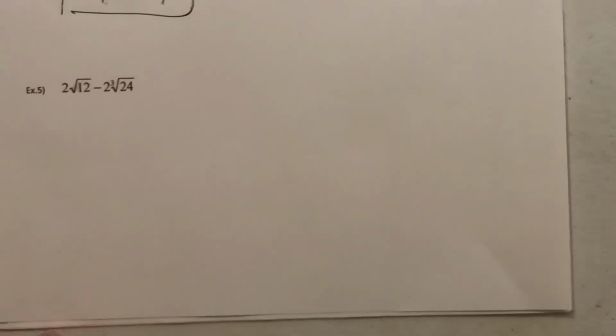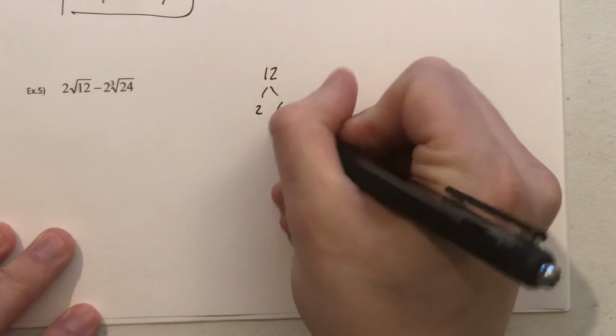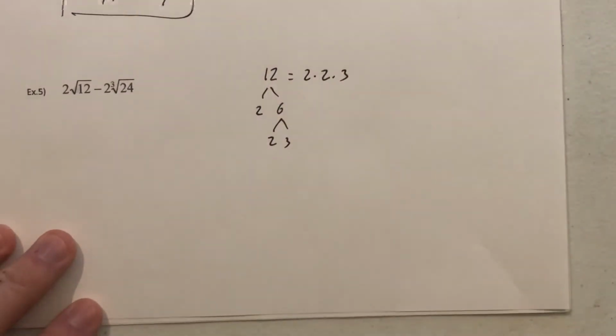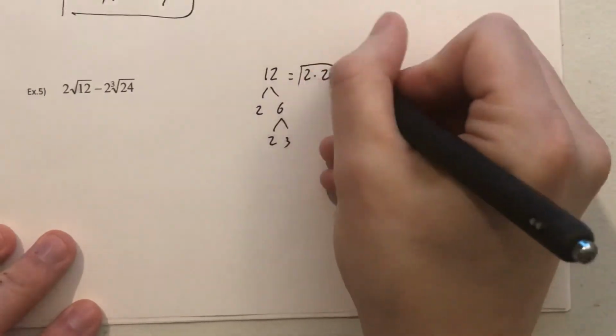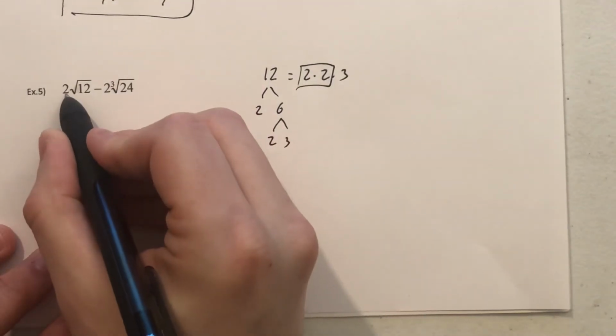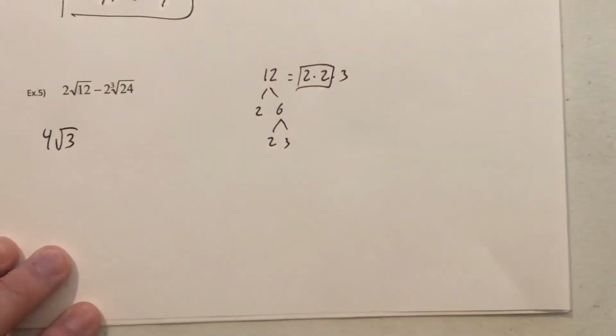All right, and last one. First is we got 2 times the square root of 12. So we got to break down 12, 2 and 6, 2 and 3. So there's 12. It's a square root, so we want a pair of 2's. That'll bring a 2 outside. There was already a 2 out here. If we bring another 2 out, that'll turn that into 4 times the square root of 3.